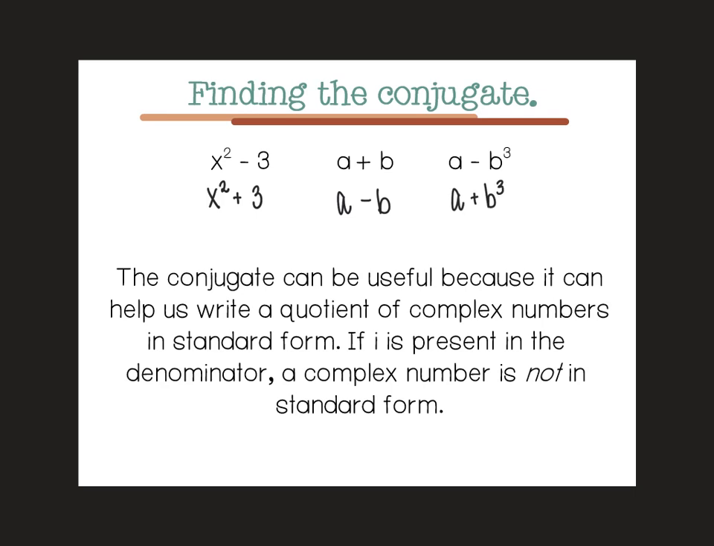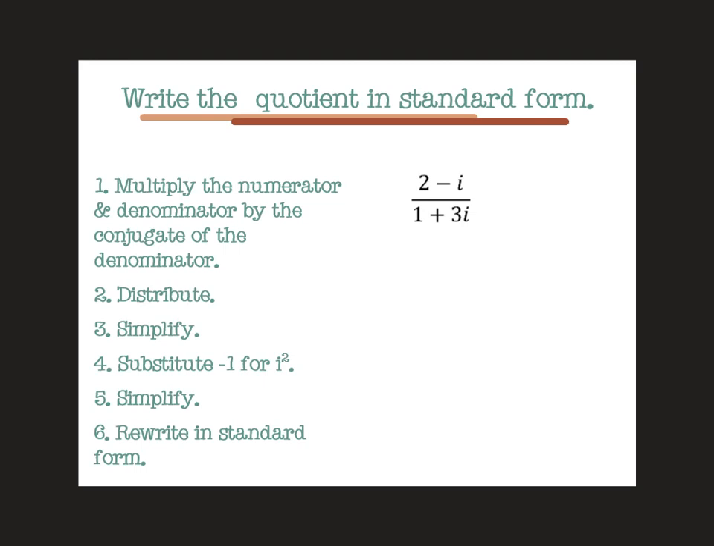The conjugate is useful because it can help us write a quotient of complex numbers in standard form. If i is present in the denominator, a complex number is not considered in standard form. So here's our first example. If we want to write the quotient in standard form, we first want to multiply the numerator and denominator by the conjugate of the denominator. The conjugate of the denominator would be 1 minus 3i.